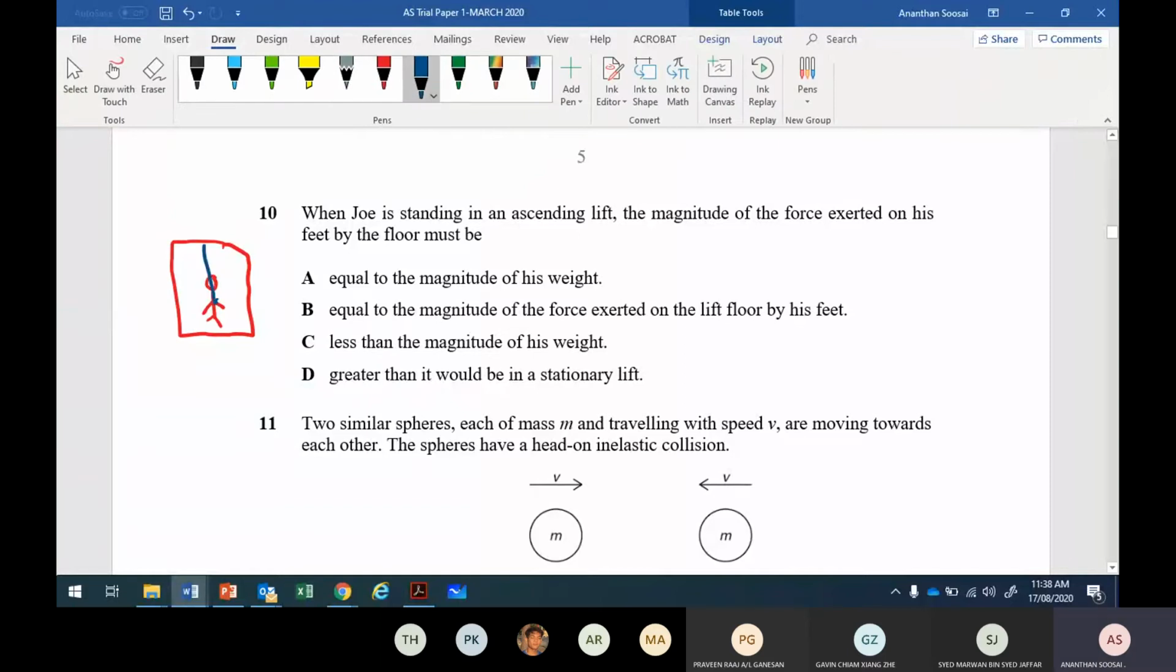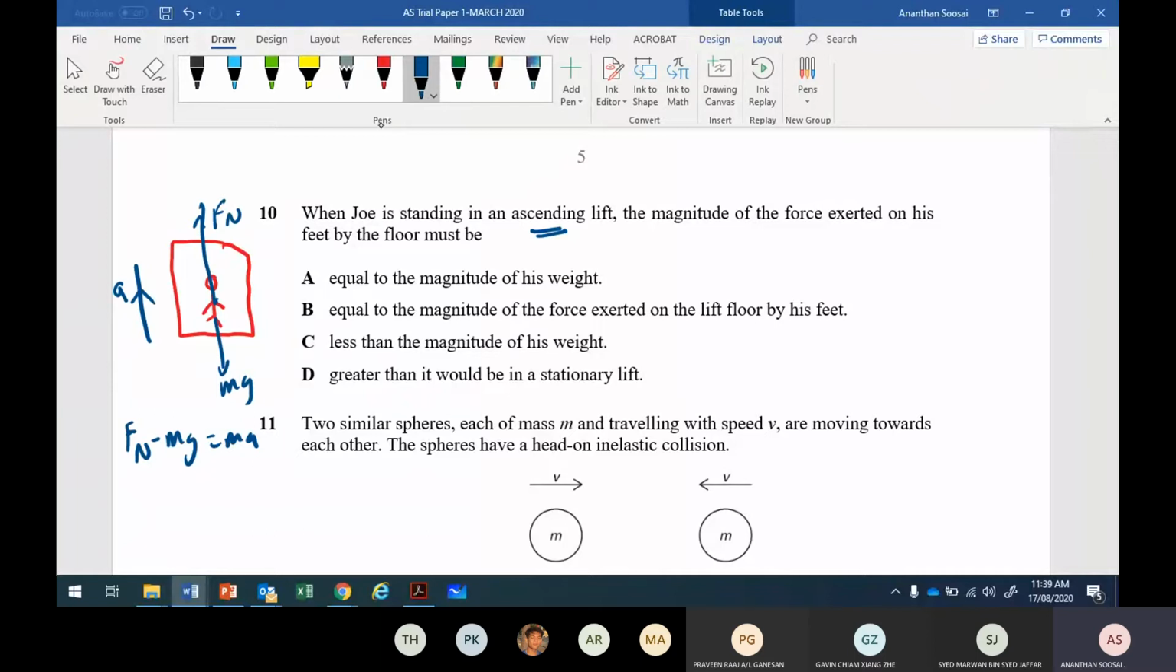The force up is the what? The normal force. Down is the weight. But this is an ascending lift. So the lift is going up, but we don't know if it is accelerated or not. Joe is standing in an ascending lift. The magnitude of the force exerted on his feet, we don't know if it's accelerated or not. If it is accelerating, then how do we write the equation? The normal force minus the mg equals ma, right? Force up minus force down is ma up.